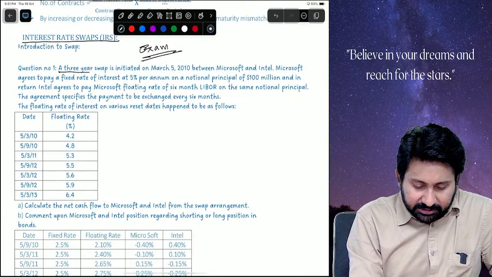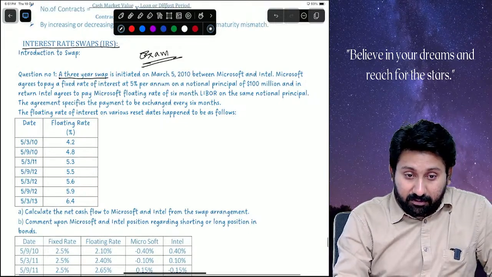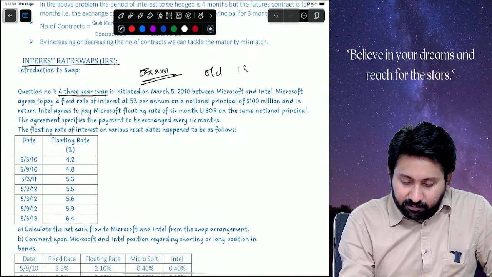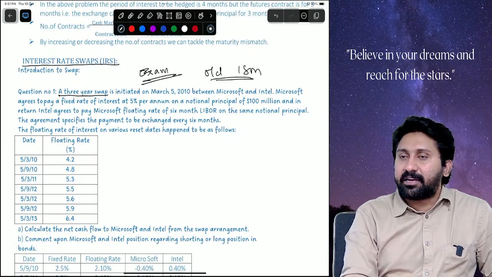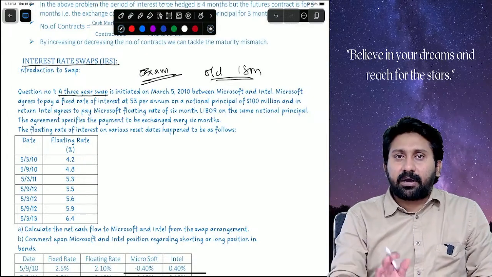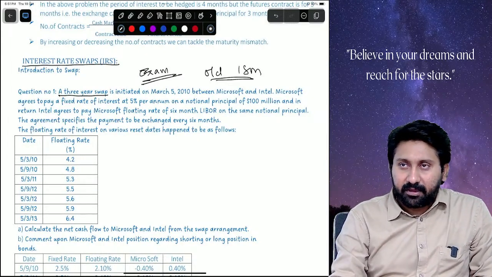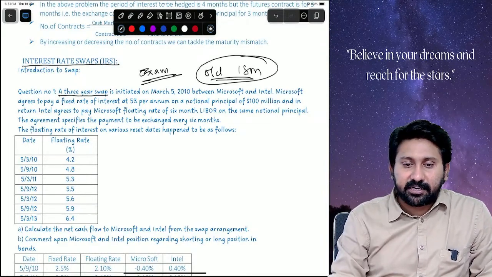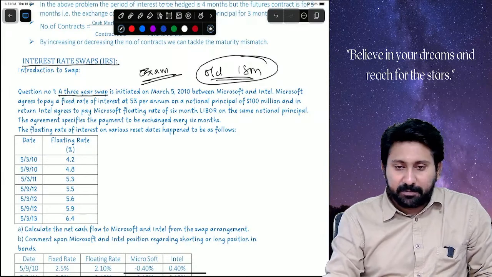A 3-year swap. The first 3 questions that I am going to deal with now are old ISM questions. The new ISM directly started with the exam questions, but I don't want you to do that. First, to understand interest rate swaps, let us have clarity on the problems given in the ISM. As an illustration in the ISM it has been given. First let me consider those.